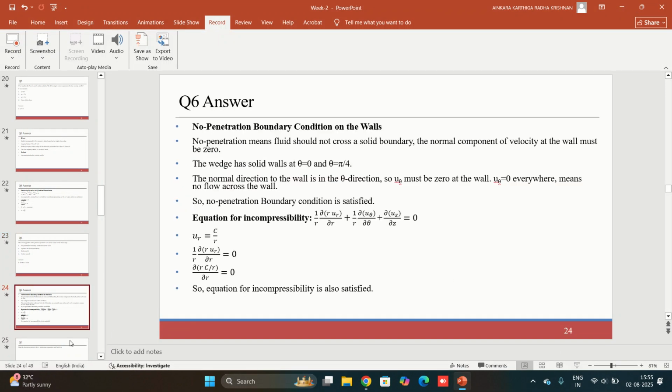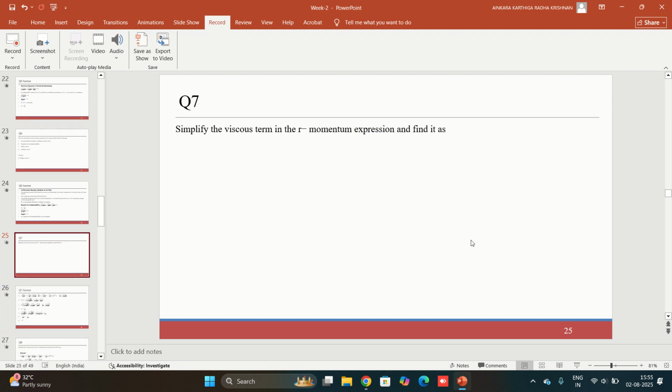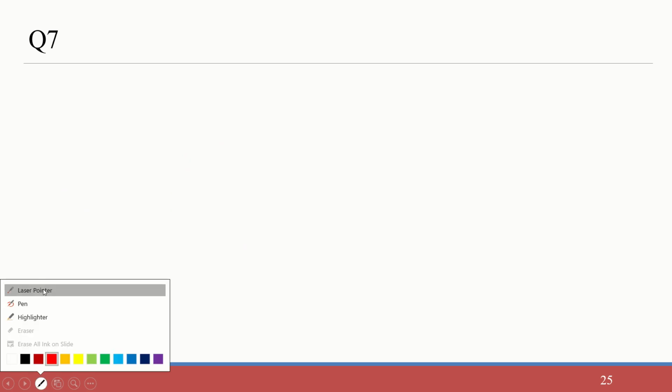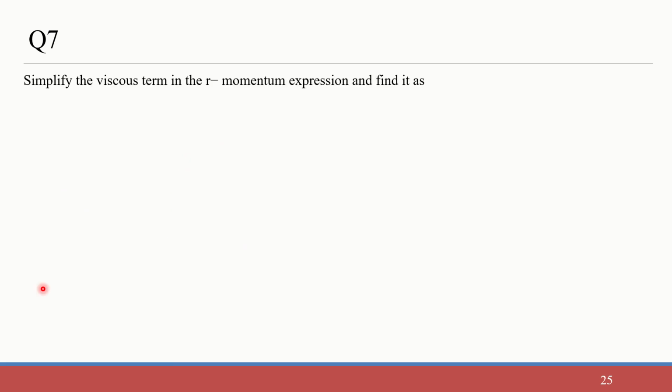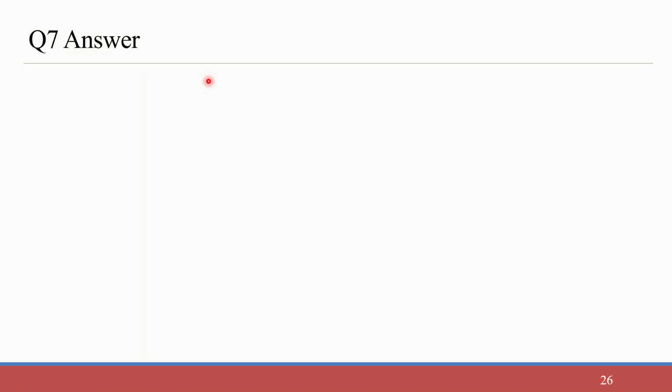Now we will go to the next question, that is question 7. What is given in question 7? In question 7 it is mentioned: simplify the viscous term in the R momentum expression and find it as dash.